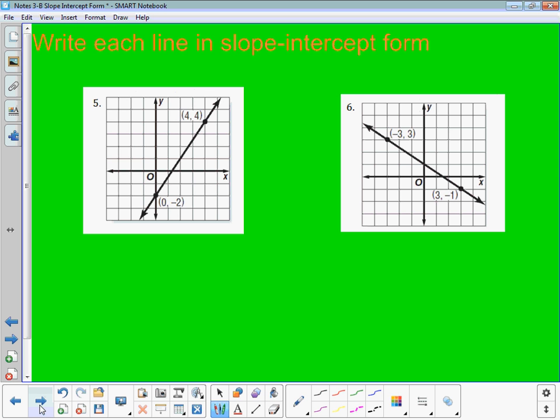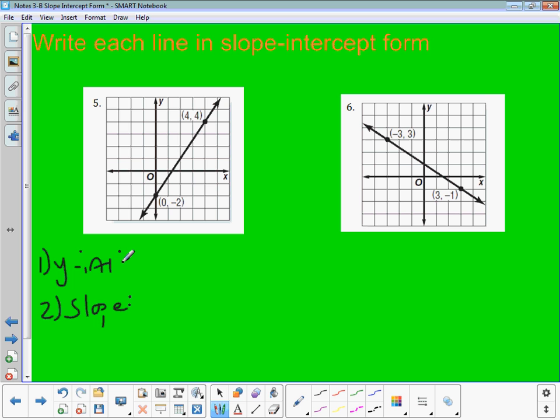Okay, so let's take a look at this. This is write each line in slope-intercept form. So to write something in slope-intercept form, we need 2 things. I need the y-intercept, and I need the slope. So let's go ahead and calculate those. The y-intercept we haven't really learned how to do yet, but you did learn how to do the slope yesterday.